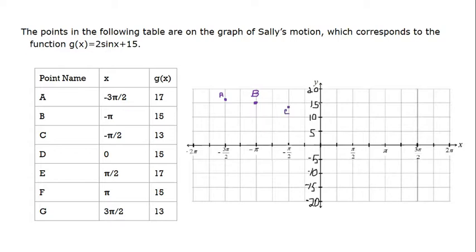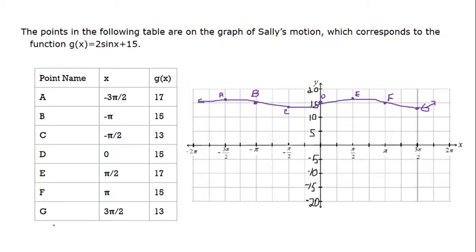Point D is at 0, 15. Point E is at pi over 2, 17. Point F is at pi, 15. And then point G is at 3 pi over 2, 13. And then I would just connect my points. So you see that it's a very slight sine function, but it is a sine function nonetheless.